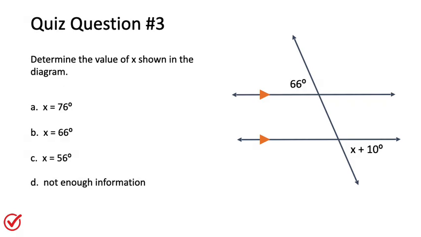Next question. What is the measure of x as shown in the diagram? Well, if we looked back at the previous slides, we would realize these angles are alternate exterior angles. They are congruent. Because of that, we can set them equal. 66 is equal to x plus 10. Let's subtract 10 from both sides. And we get that x is equal to 56 degrees.